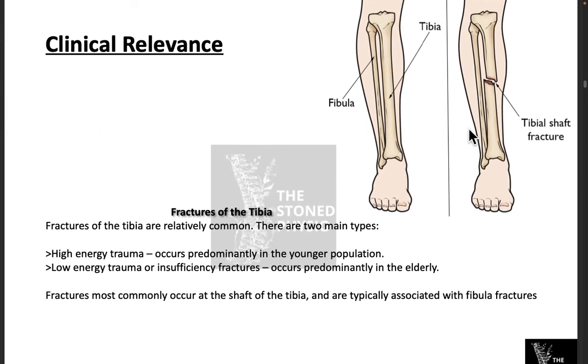And okay, again we can see that if there is any fracture of the shaft of tibia, just like the way we talked about this in the shaft of femur, same thing we can talk about here also, about the high energy trauma and the low energy trauma. Low energy trauma where we talk about the fracture happening in the elderly, and in the high energy trauma we can talk about the younger population.